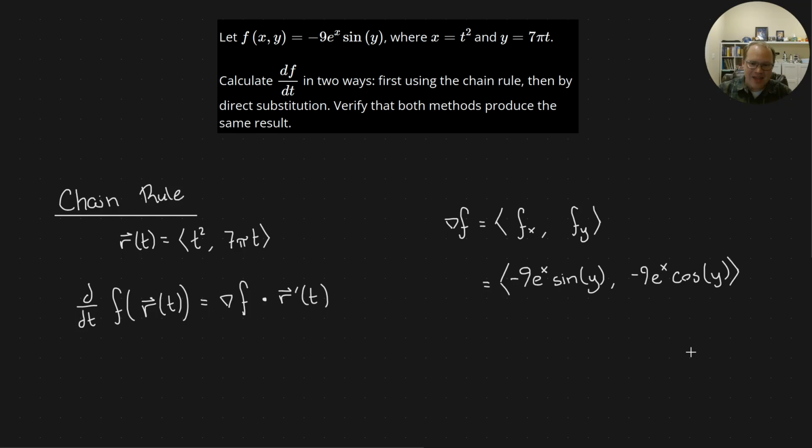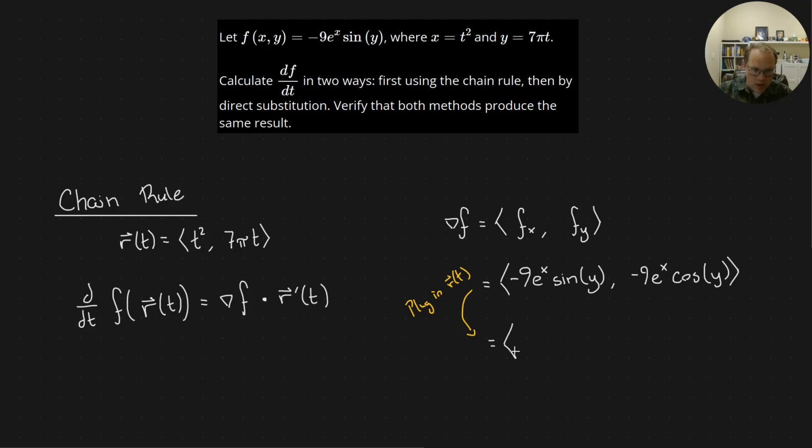Okay. And then finally, although I don't write it here because it makes things a little bit busy, we want to plug the x and y values, the functions in terms of t, into x and y here. Our final answer should be in terms of just our derivative variable t. Okay, so let's plug in r of t. Every time I see x, I'm going to plug in t squared instead. Every time I see y, I'll plug in 7 pi t.